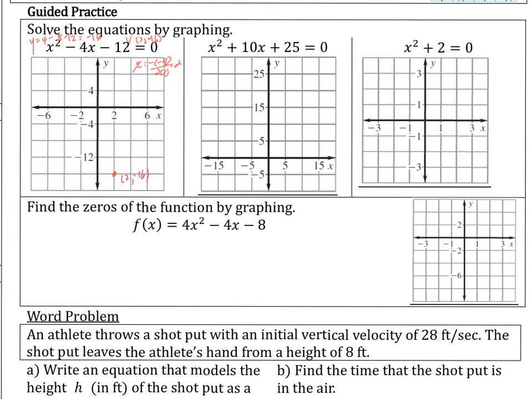And then I'm going to look for my y-intercept, which is at negative 12. Reflecting point, (4, -12). And then we can go ahead and plot this.